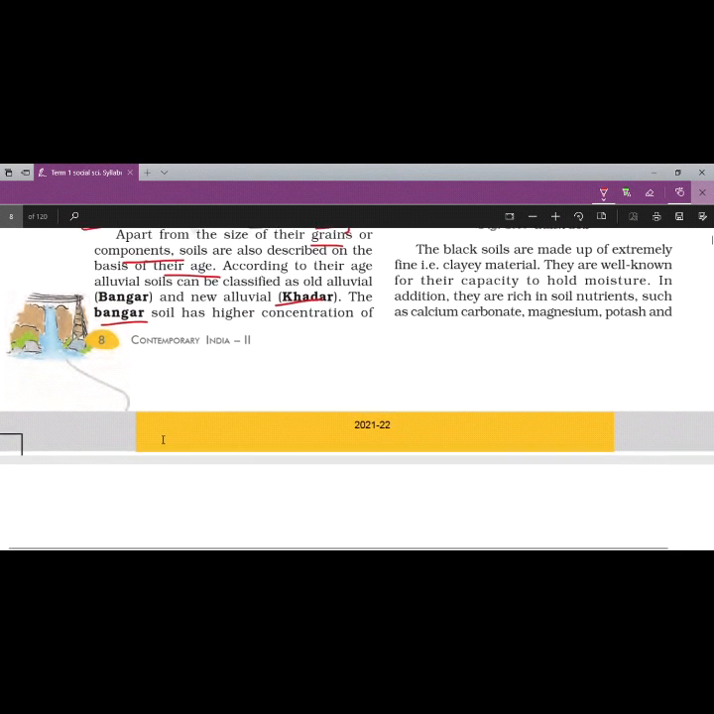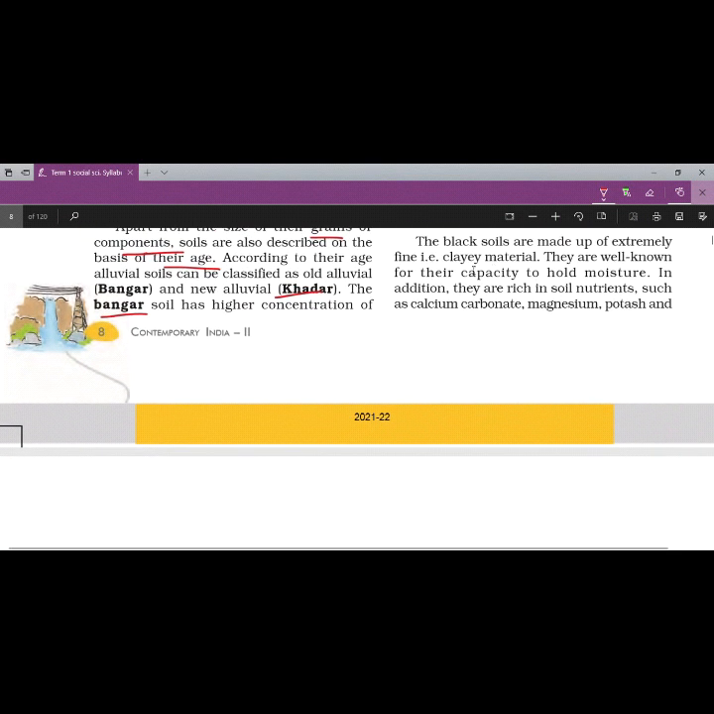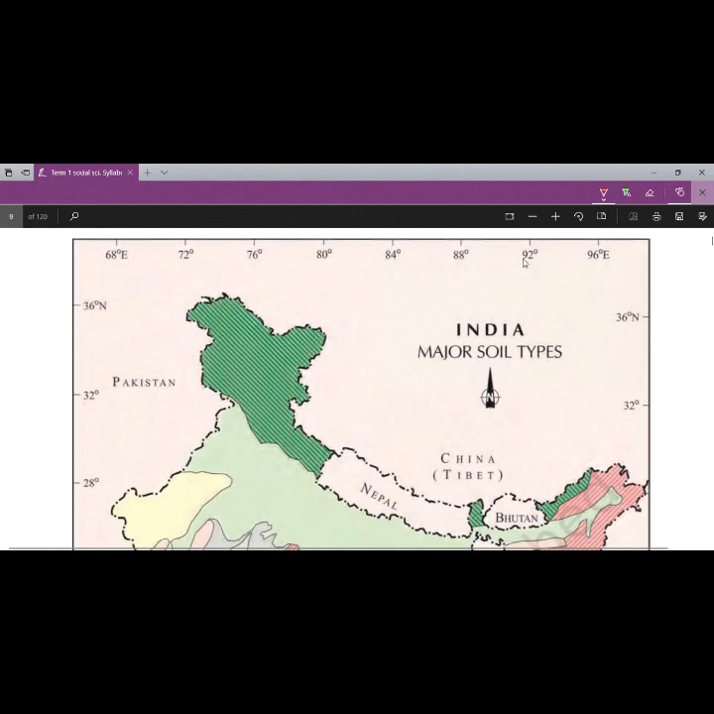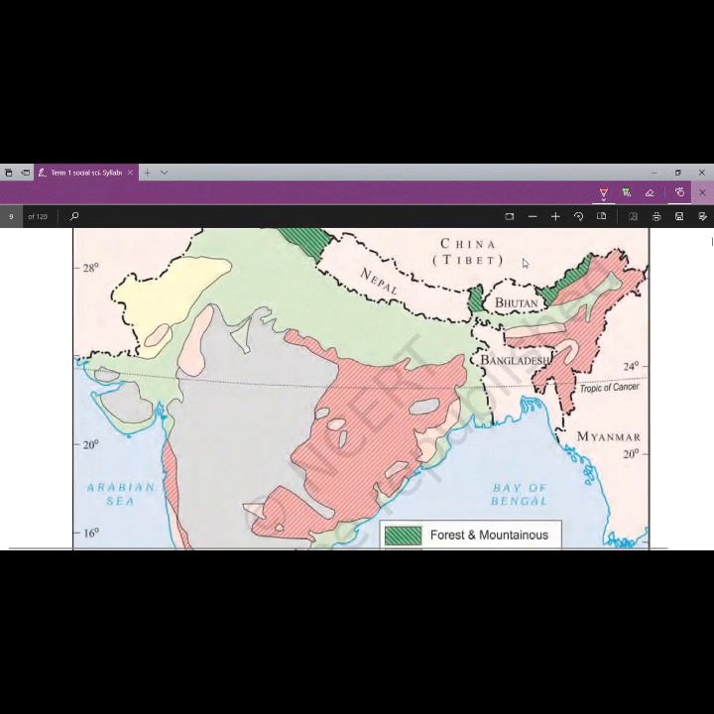Black soils are made up of extremely fine, that is clay, material. This kind of question. Then types of soil, map work. This map is in your syllabus.